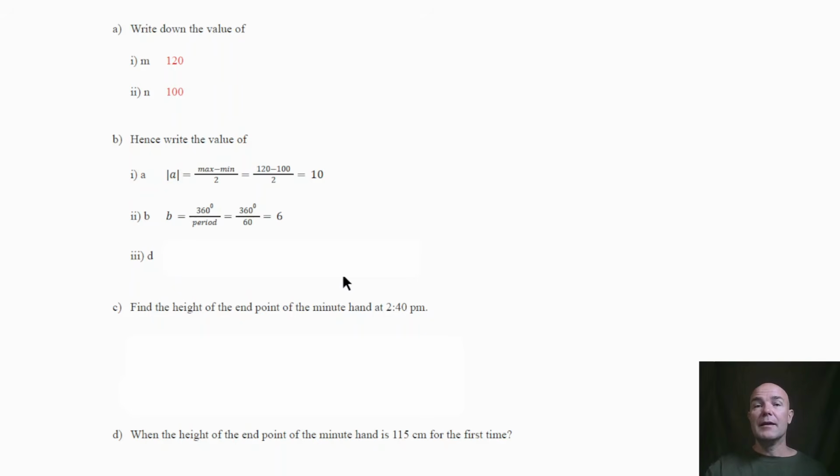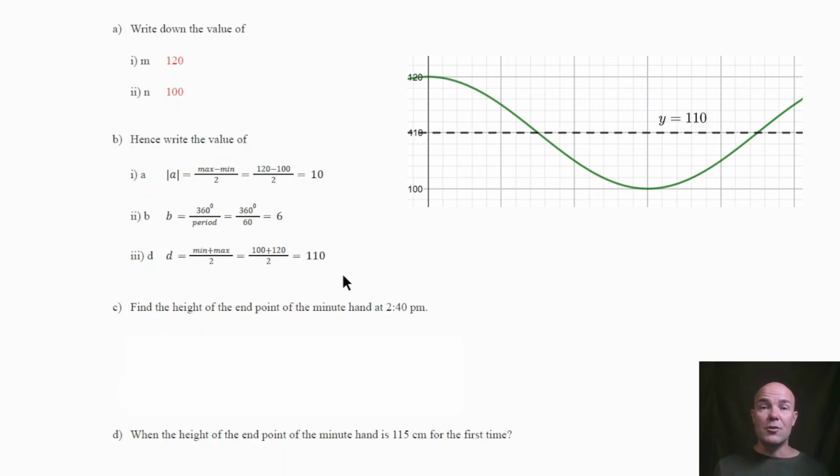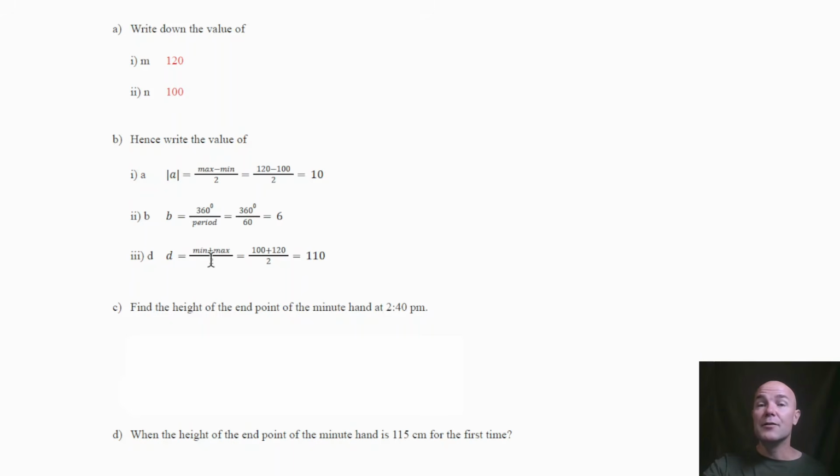Then D is the value, and it's also the principal axis of the cosine function. So it's the middle part, and that's the value in the middle of the minimum and maximum. So basically we calculate the average value of the minimum and maximum, and in our case it's 110. Now we have all we need to build our model, and here is our model when we enter in values for A, B, and D.